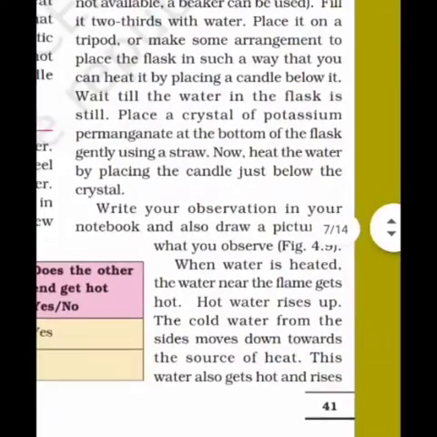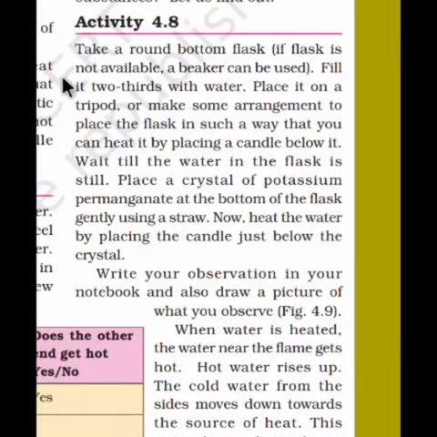It's a round bottom flask. If a flask is not available, a beaker can be used. Fill it to two thirds with water. Place it on a tripod, or make some arrangement to place the flask in such a way that you can heat it by placing a candle below it.